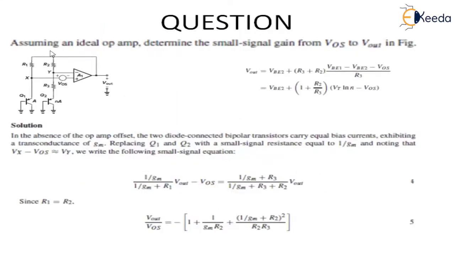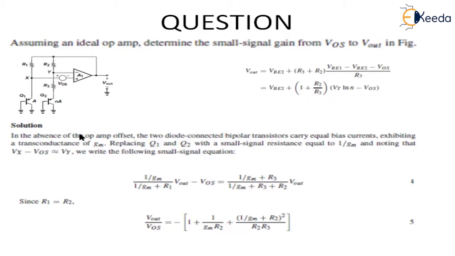In this numerical, assuming an ideal op-amp, we have to determine the small signal gain from VOS to Vout, that is, the output offset voltage. In the previous lecture we took up the issue of output offset voltage, op-amp offset voltage and output impedance. The same circuit is taken in this question, and we want to calculate Vout by VOS. These are the equations we derived in the last lecture, and we take them here as well.